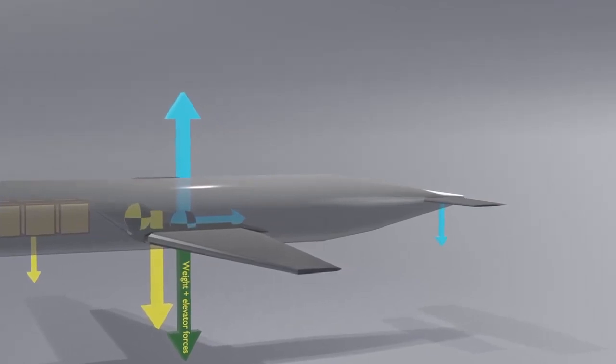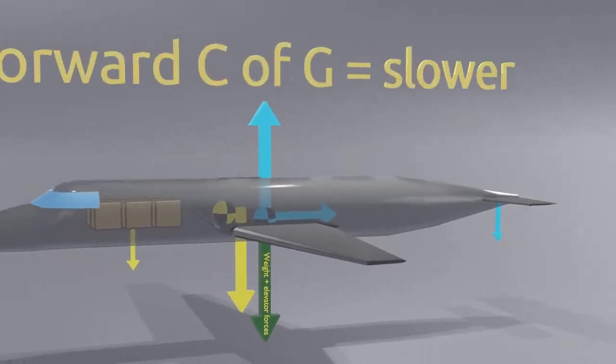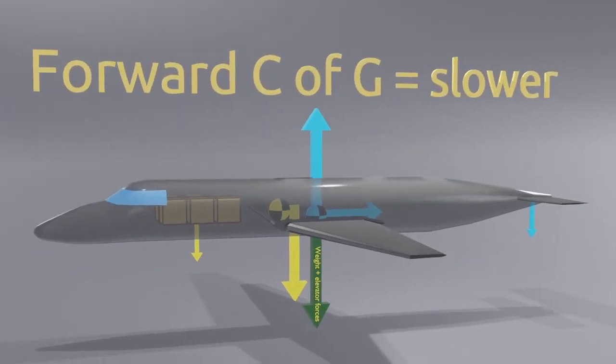And what also increases with more lift? More induced drag. So if you have a forward center of gravity, you'd cruise slower with the same power setting.